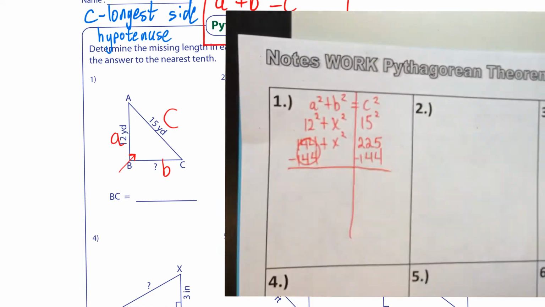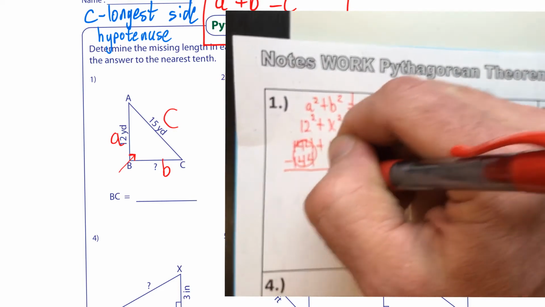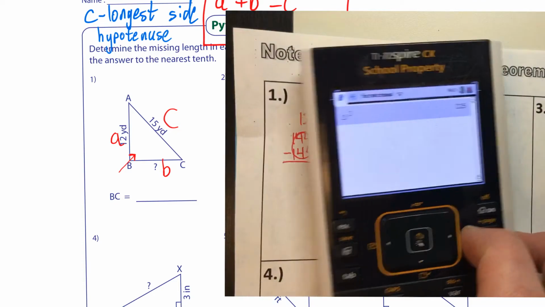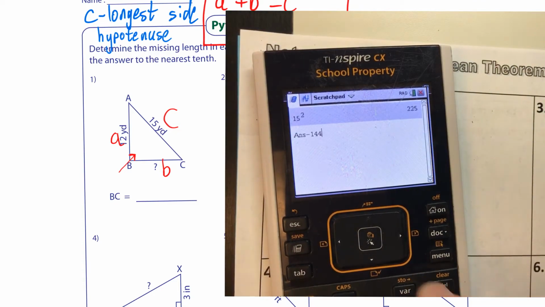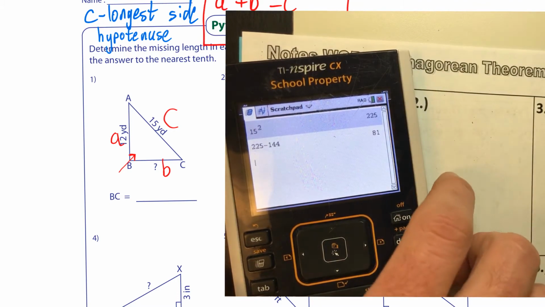So over here, 144 minus 144 is 0. And so 0 plus x squared is just x squared. And then over on the right-hand side, what's 225 minus 144? It's 81.